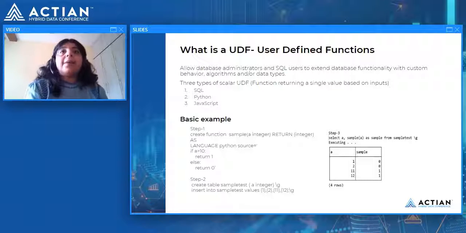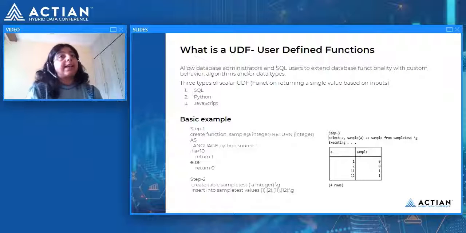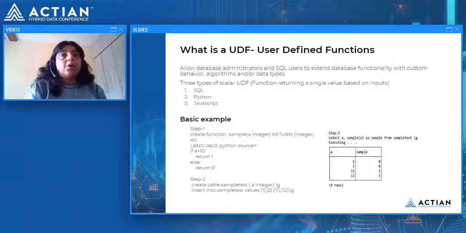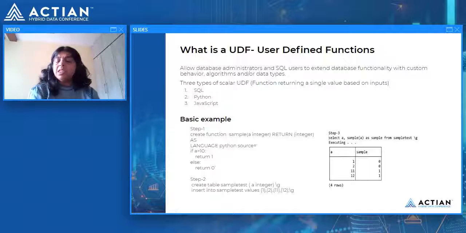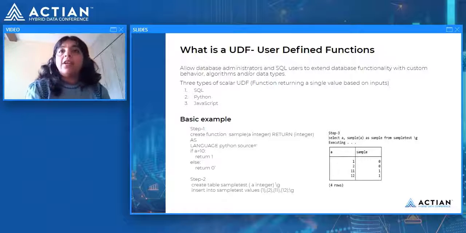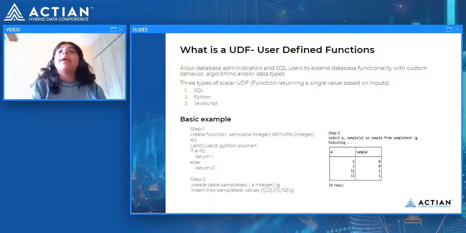I can even check it in my Python IDE, any IDE, like I can just write this down in my Jupyter notebook, and I can check whether my syntax is correct or not. If it is correct, it is good enough to go into my UDF function. Once that UDF is created, in step 2, I create a simple sample table with A as integers, and give some input values into it like 1, 2, 11, and 12. And in step 3, I call my UDF.